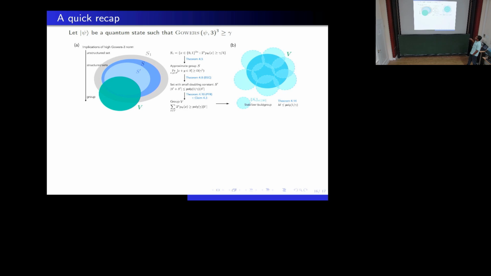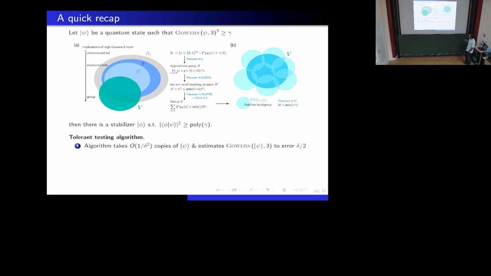Then, using PFR, we get S prime, which is a subset of S, which has small doubling constant. And then if you use polynomial Freiman-Ruzsa and some claims that we have, you can show that the weight inside my subgroup is large. And then when the weight in the subgroup is large, we know that it can be covered with stabilizer subgroups. So we start with large Gauss norm. We show that there exists a stabilizer state which is close to my unknown quantum state.